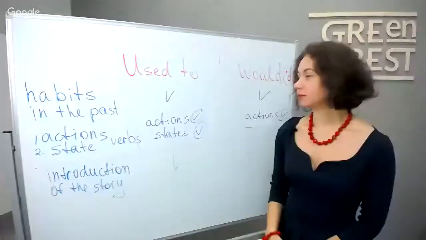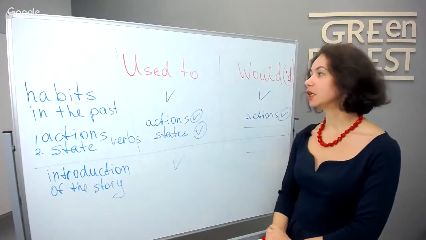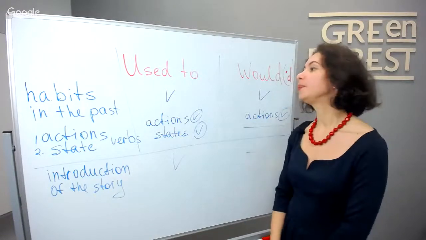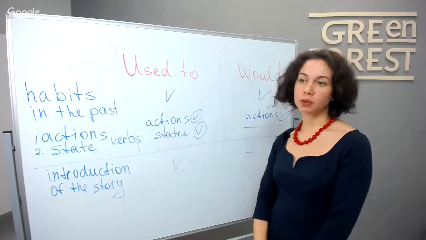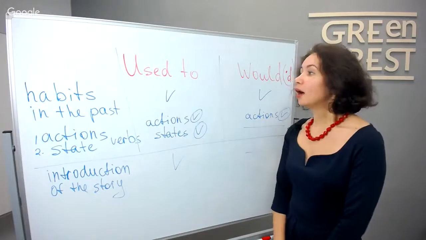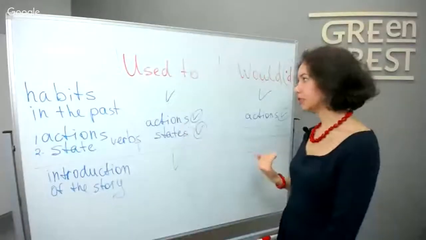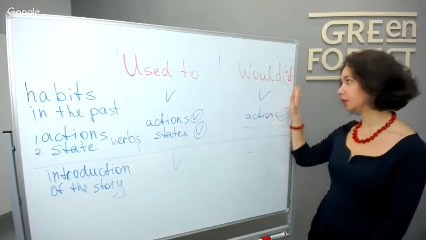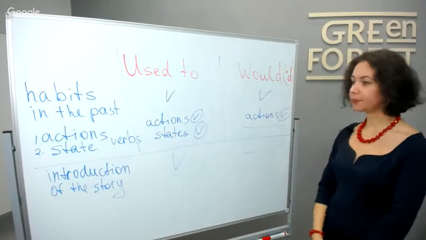Well, guys, one more time, let's look at our constructions. Used to and would. They are used to express habits in the past. They are used to express regular events in the past. If the event happened only once, in this case we use past simple. Used to is typically used for actions and for states, and would must be used only for actions. We cannot use state verbs with would. Also, we can make it short just using apostrophe d.